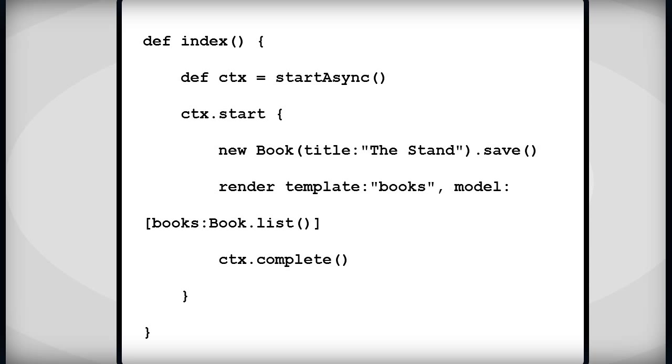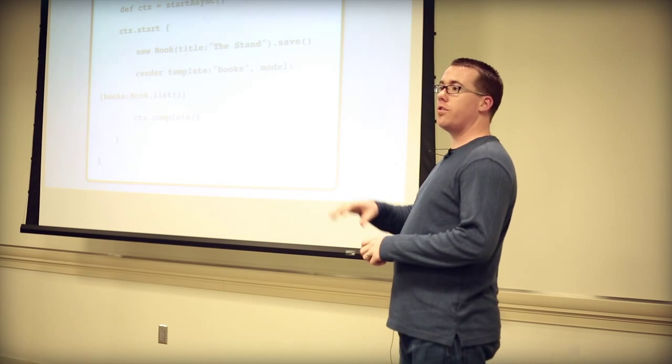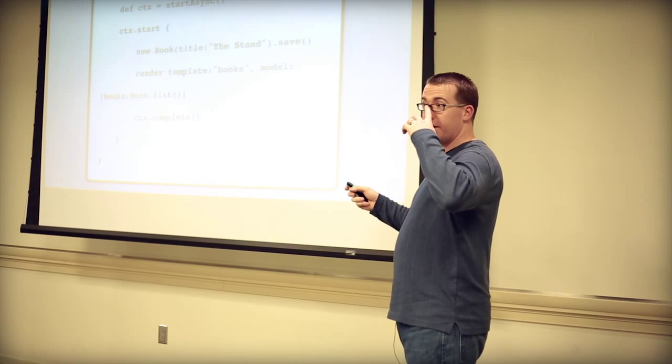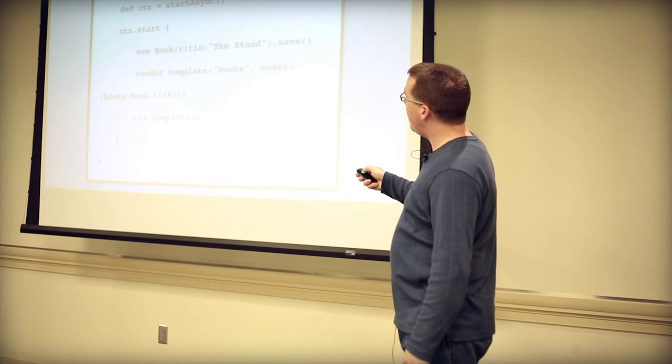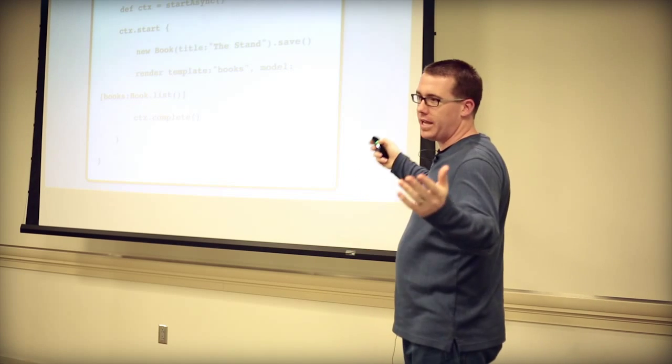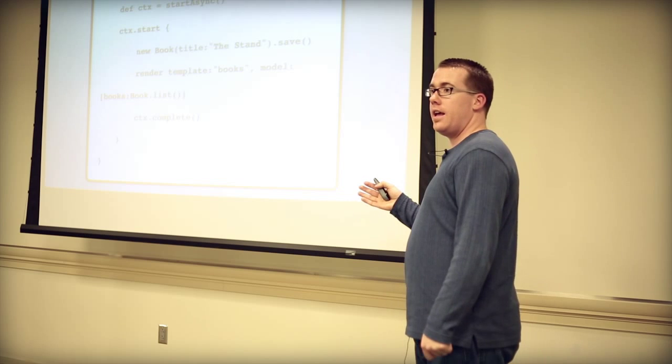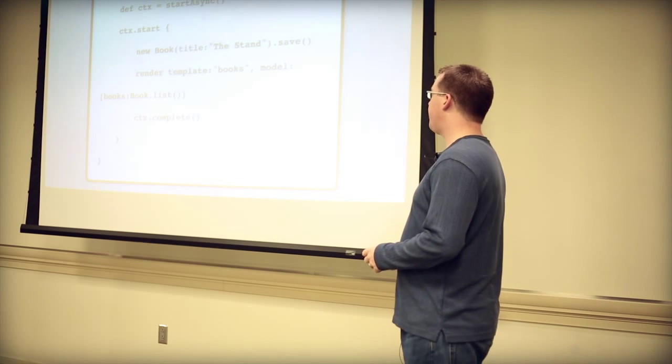This is in a controller, an index action in a controller. What you do is you call this startAsync function, and that returns an AsyncContext, right? And then you call the start method on that and feed it a closure. What that's going to do is take this closure and execute that in a new thread. It's going to let the thread that the current request is coming in on return, and have this heavy stuff, imagine this is something heavy like generating a PDF, run on a new thread and then pipe that out when it's done.